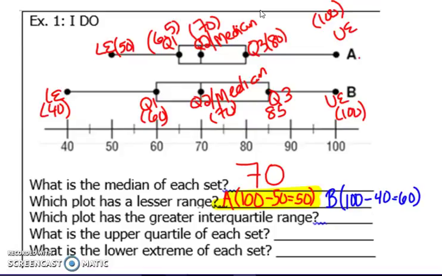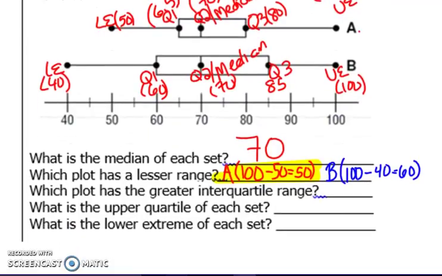Now, greater inner quartile range. Again, if I look at A, I'm going from Q1 to Q3, because we're talking inner quartile, 80 minus 65, which is 15. If I look at B, I'm going from 85 to 60, which is 25. So in this case, B has the greater inner quartile range.